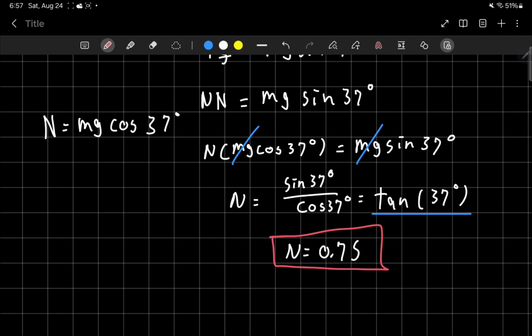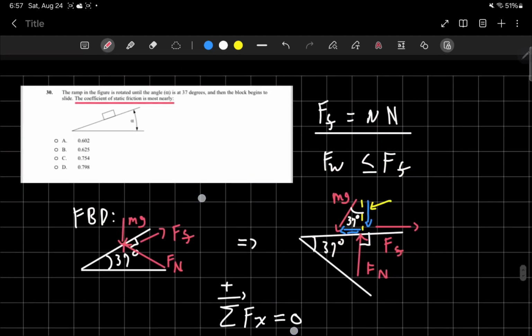Let's see if that's one of the choices. If it's not one of the choices, let's just pick the closest one. There we go. 0.754. So the answer to this question is C.